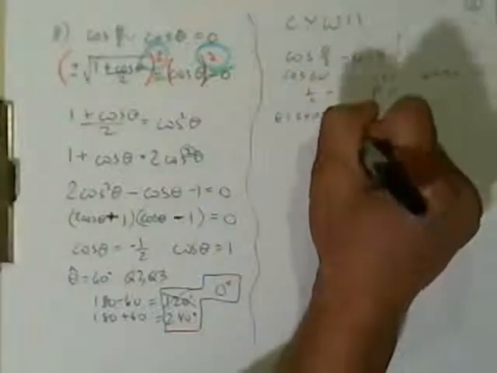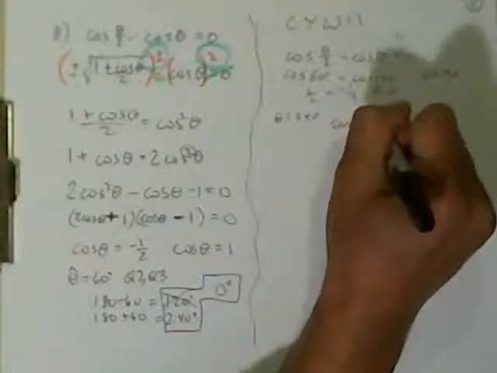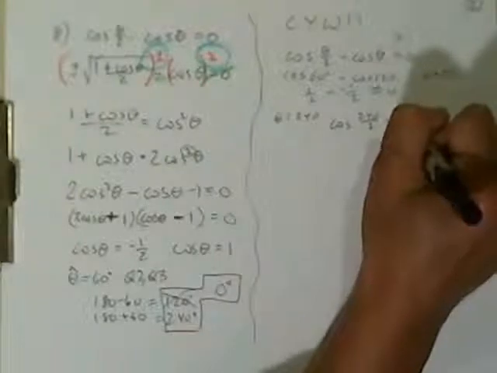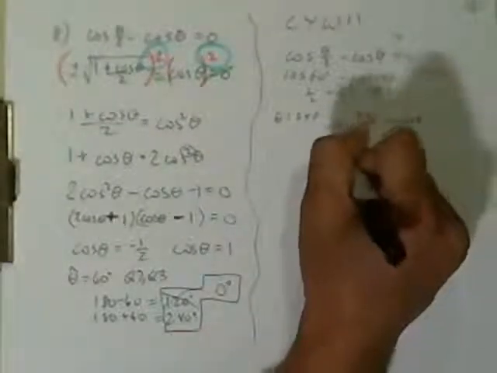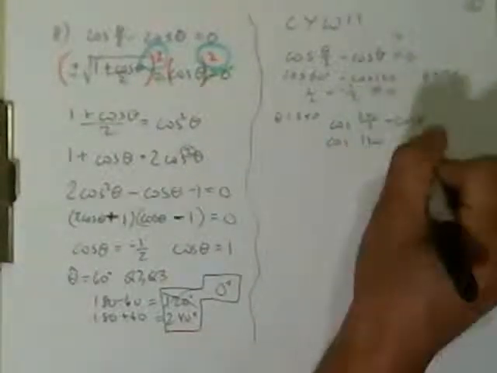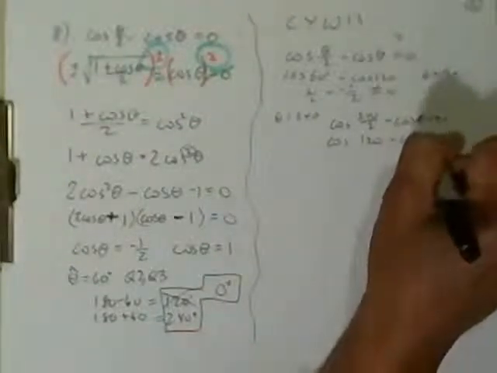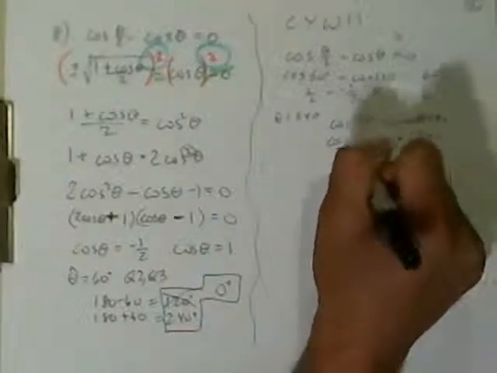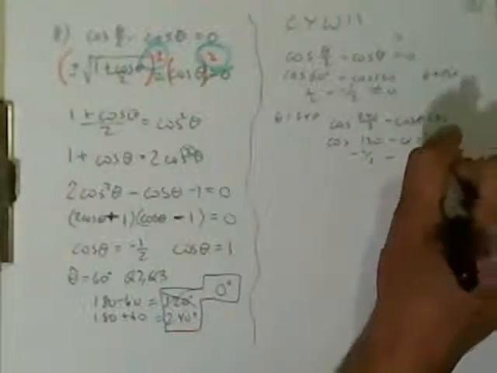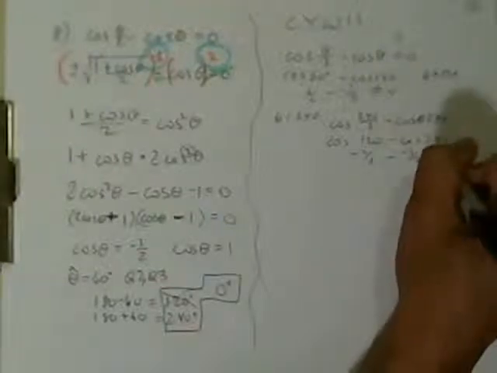Cosine of 240 divided by 2 minus cosine of theta. That's going to be cosine of 120 minus cosine of 240. Cosine of 120 is negative 1/2, minus cosine of 240, which is negative 1/2. Negative and negative is positive. You end up with 0.